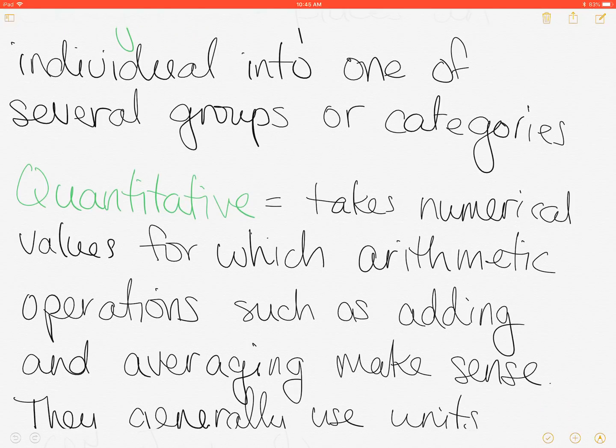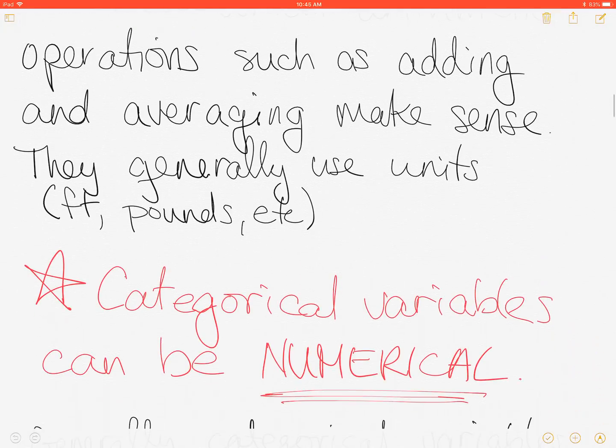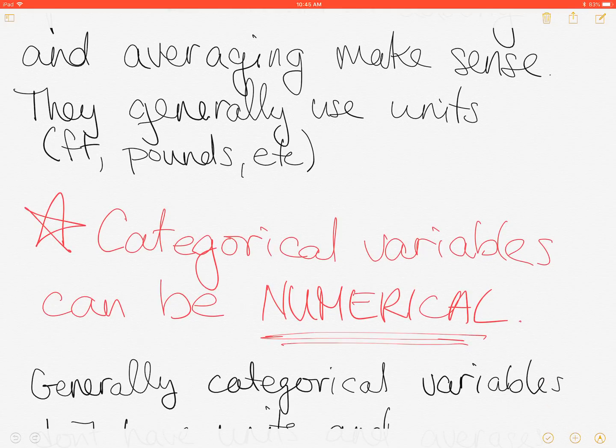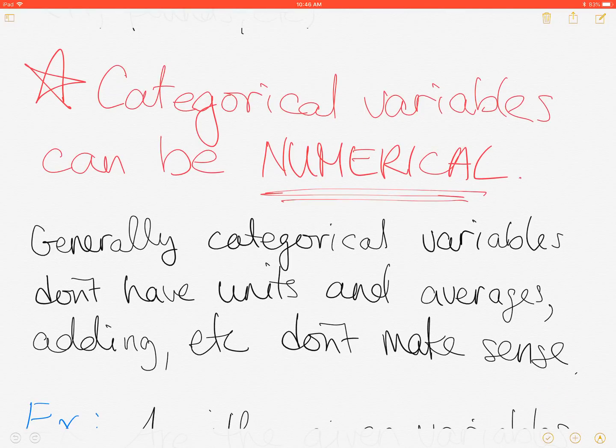Quantitative variables take numerical values for which arithmetic operations such as adding and averaging make sense. They generally use units like feet, pounds, or whatever. Now, really careful. Sometimes categorical variables can be numerical. We might put things into groups, group 1, group 2, group 3. Just because we name them 1, 2, and 3 does not mean they are numerical. So be careful of that. Generally, categorical variables don't have units, and averages, adding, etc. math doesn't make sense.